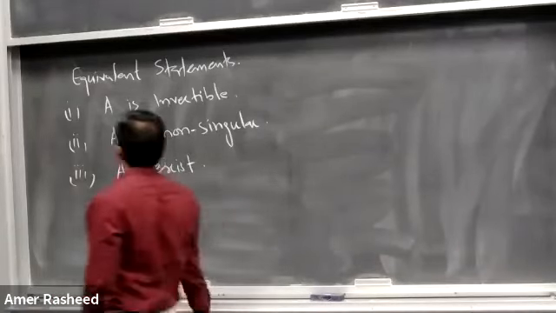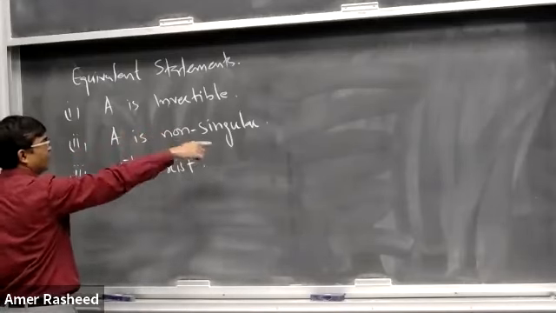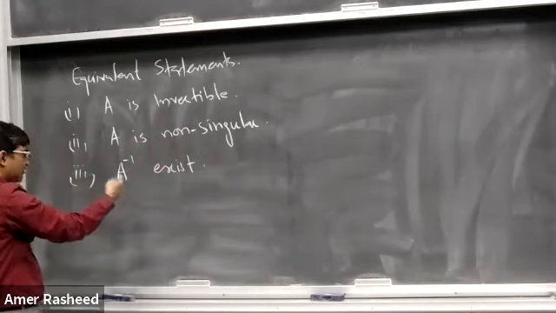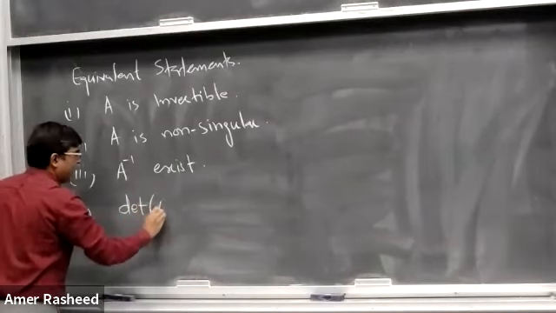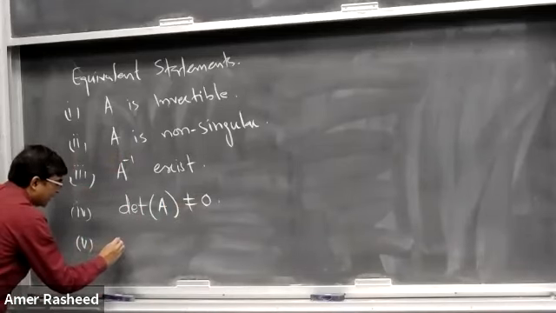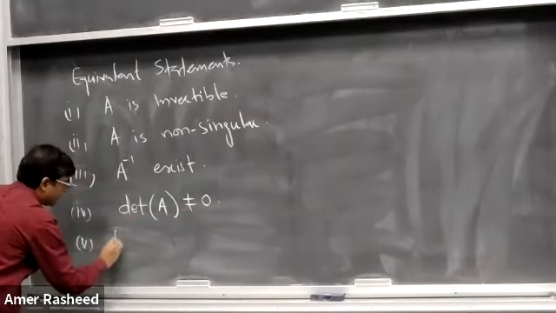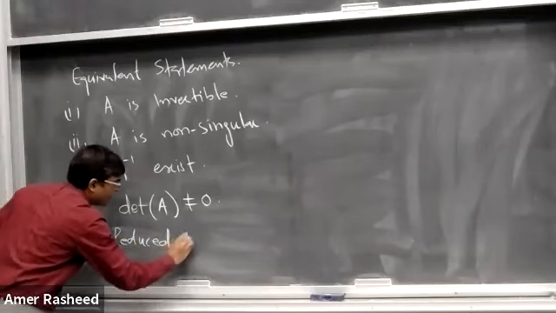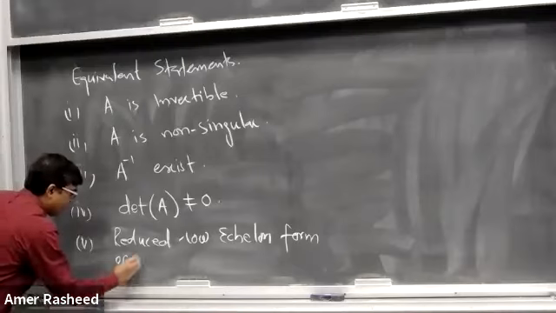So these are equivalent statements about any square invertible matrix. A is invertible, then we call A non-singular. Also A inverse exists, and also determinant of A is not 0. Number 5, the reduced row echelon form of A, which we wrote earlier, is the identity matrix of the same order.